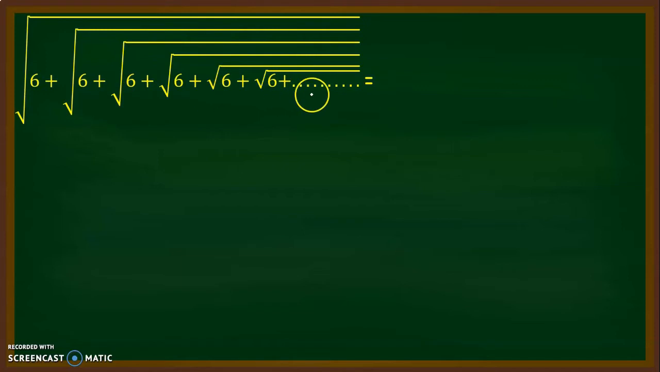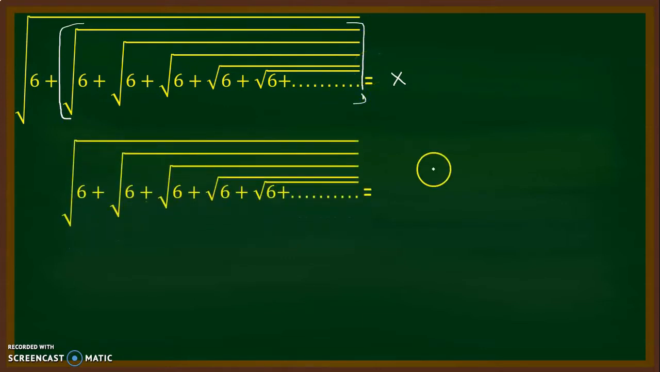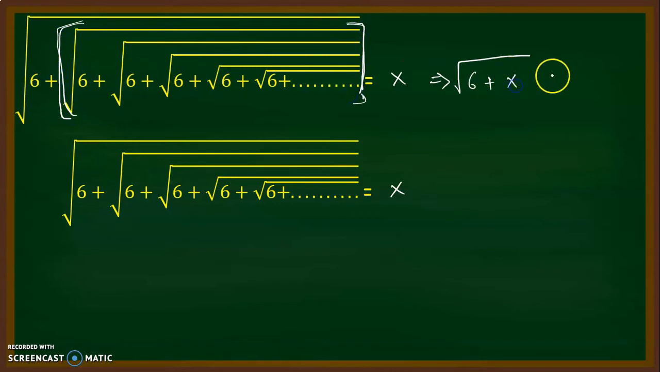So here let's say the value of this is equal to x. Now if you consider this much of portion, this is also square root of 6 plus square root of 6 plus square root of 6 plus square root of 6 up to infinite. So this value will also equal to x. So here in this question, see square root of 6 plus this portion is also equal to x. So in place of this we will put x, is equal to x.